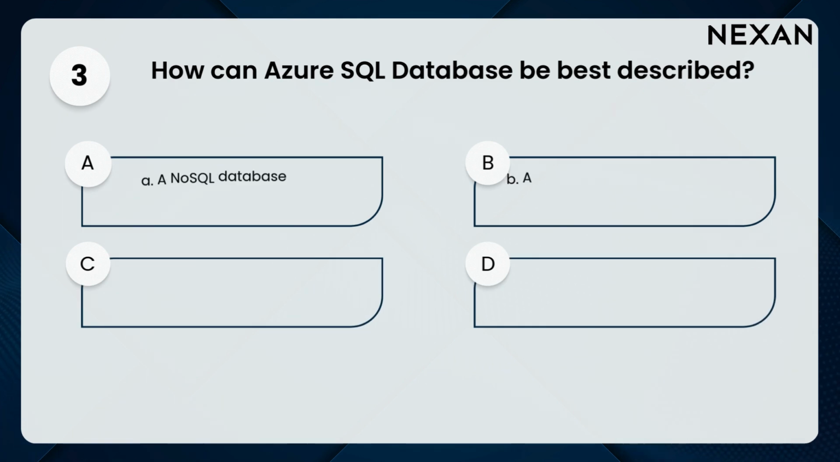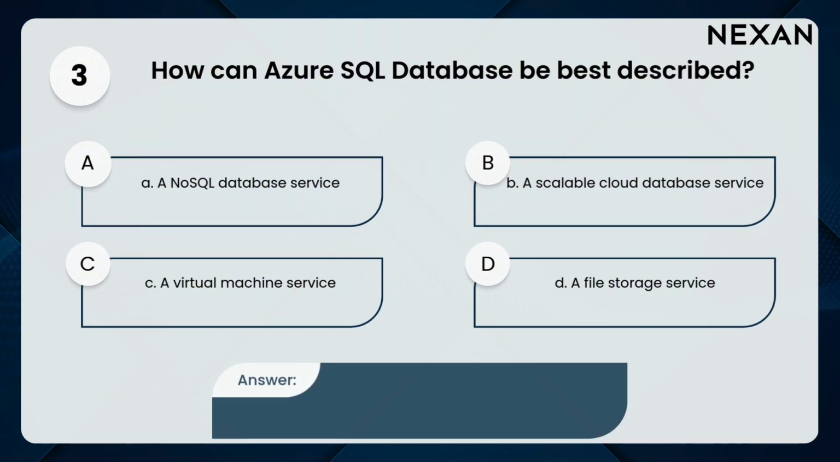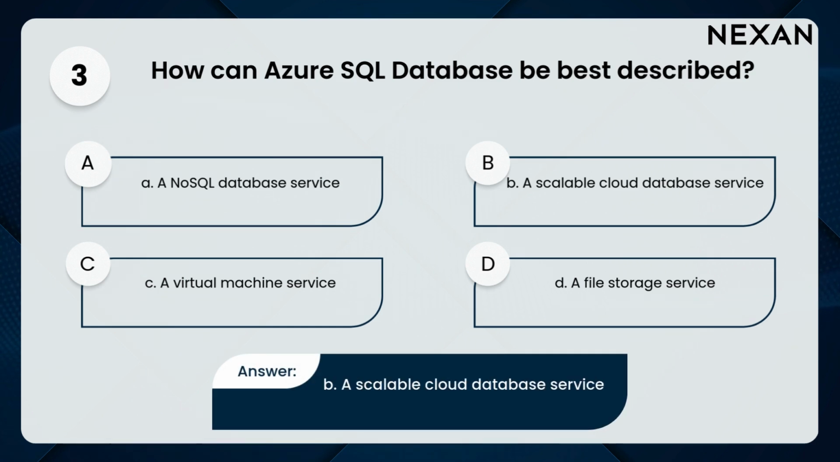3. How can Azure SQL database best be described? A. A NoSQL database service. B. A scalable cloud database service. C. A virtual machine service. D. A file storage service. Answer: B. A scalable cloud database service.